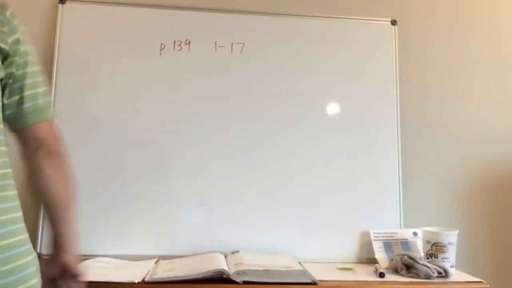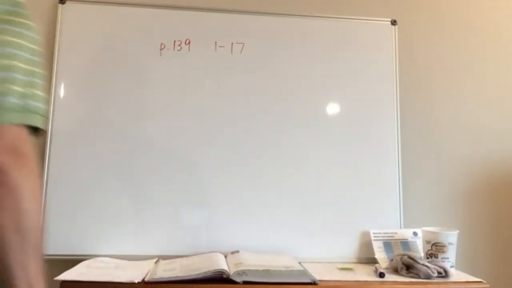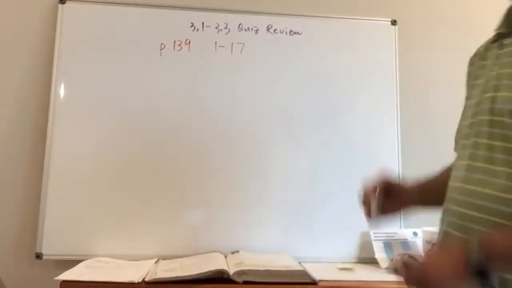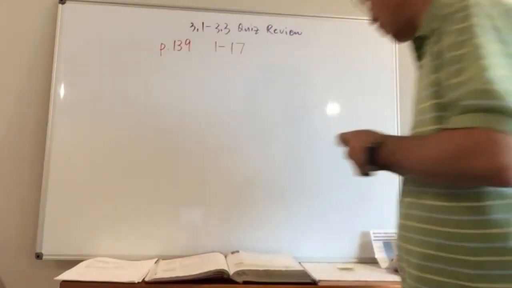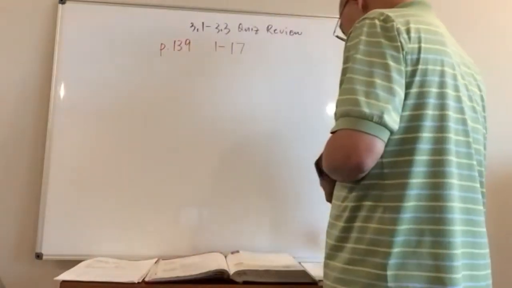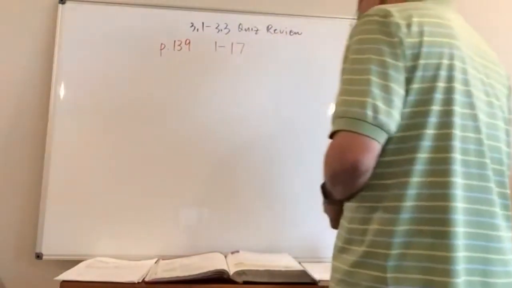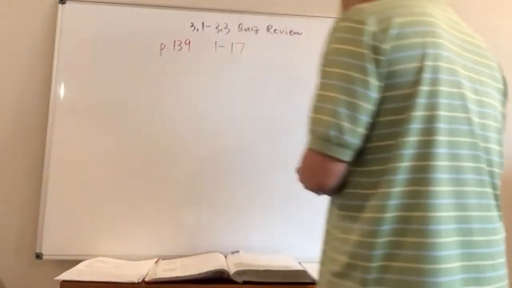Okay, so for the second part, your homework will be the mid-chapter quiz that is on page 139. And this will serve as our 3.1 to 3.3 quiz review. This will be under 3.1 to 3.3 quiz review. So this will be your second homework. The first one was what you were working on earlier. You can go ahead and start working on that one too.